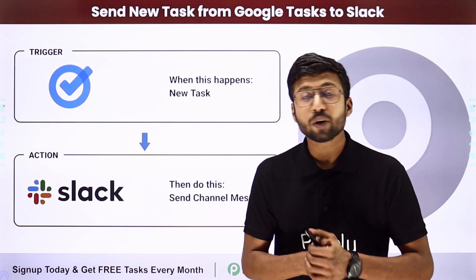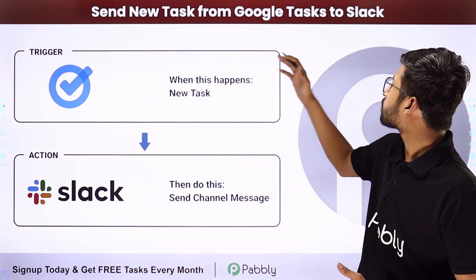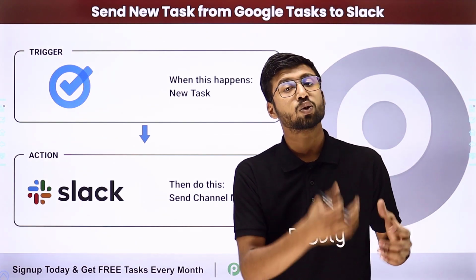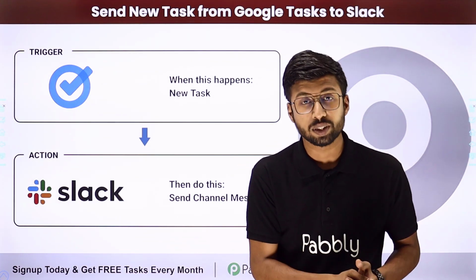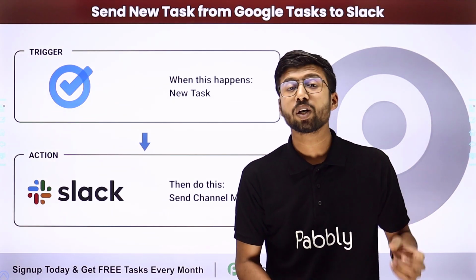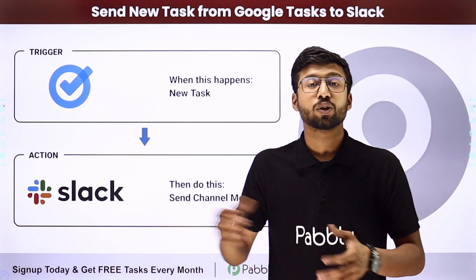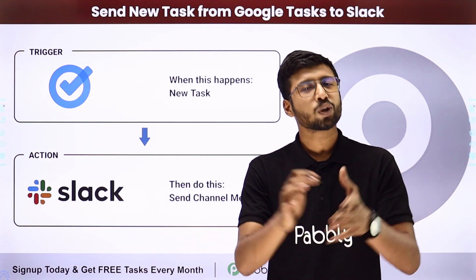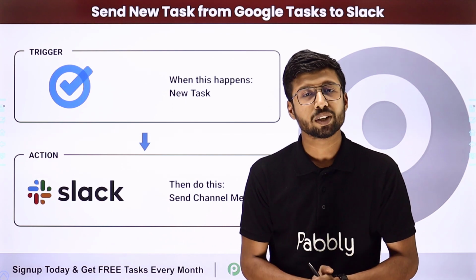So in this video, we are going to learn how to send new tasks from Google Tasks to Slack. Now suppose you are using Google Tasks to create and manage all of your regular tasks, and whenever you create a new task in Google Tasks, you want to share the same task into your Slack channel to update your team members with the task details. So let me tell you, you can actually automate this process.